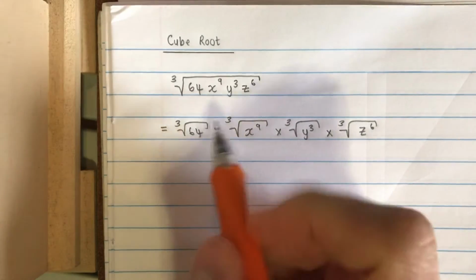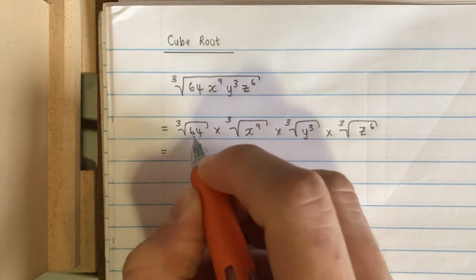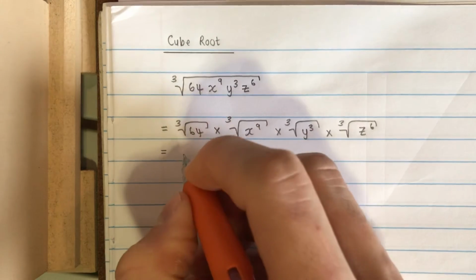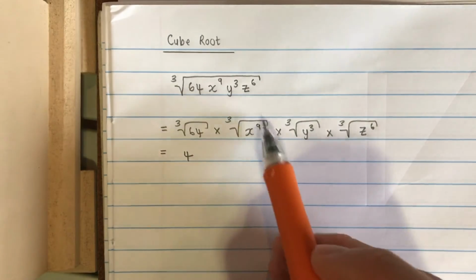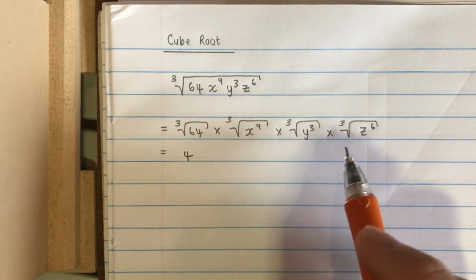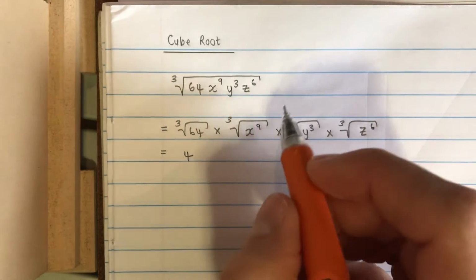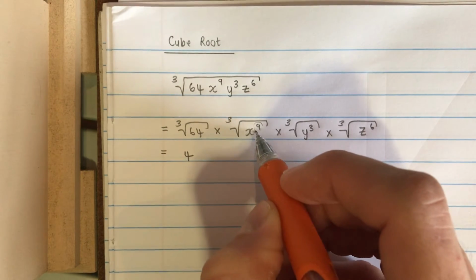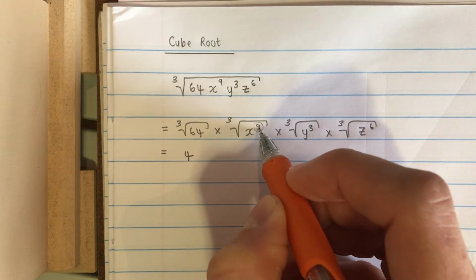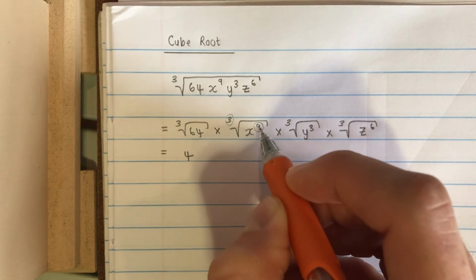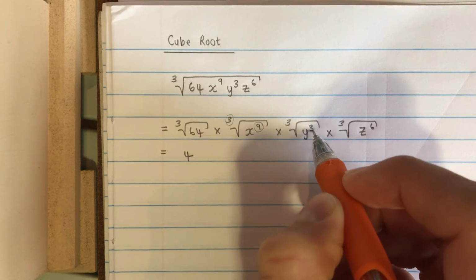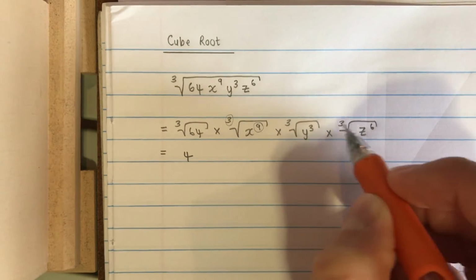So for the first one, it is fairly easy. We know that the cube root of 64 is 4, because 4 times 4 is 16, times 4 is 64. But what do we do with these ones? Now remember, the rule is always you will take the exponent and you will divide it with the degree of the root. So if the degree is 3, you will divide 9 with 3. You will divide 3 with 3. And you will divide 6 with 3.